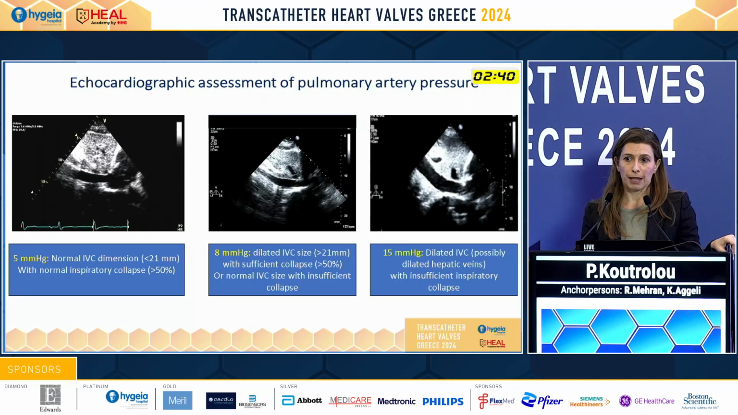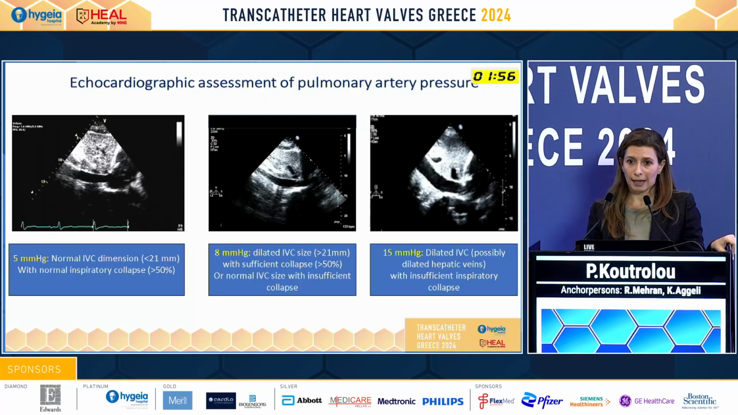When we want to think about the pressures in the pulmonary artery, I'm starting from the end, so I'm starting from measuring the pressure in the right atrium. I'm pretty sure that everyone knows that by seeing the inferior vena cava and measuring the diameter, as well as the inspiratory collapse, we can approximate how much is the pressure inside the right atrium. So when an IVC is less than 2.1 centimeters and the inspiratory collapse is more than 50%, then we say that this pressure is 3. When the IVC is more than 2.1 centimeters and the inspiratory collapse is less than 50%, then we say it's 15. And in between we have the 8.